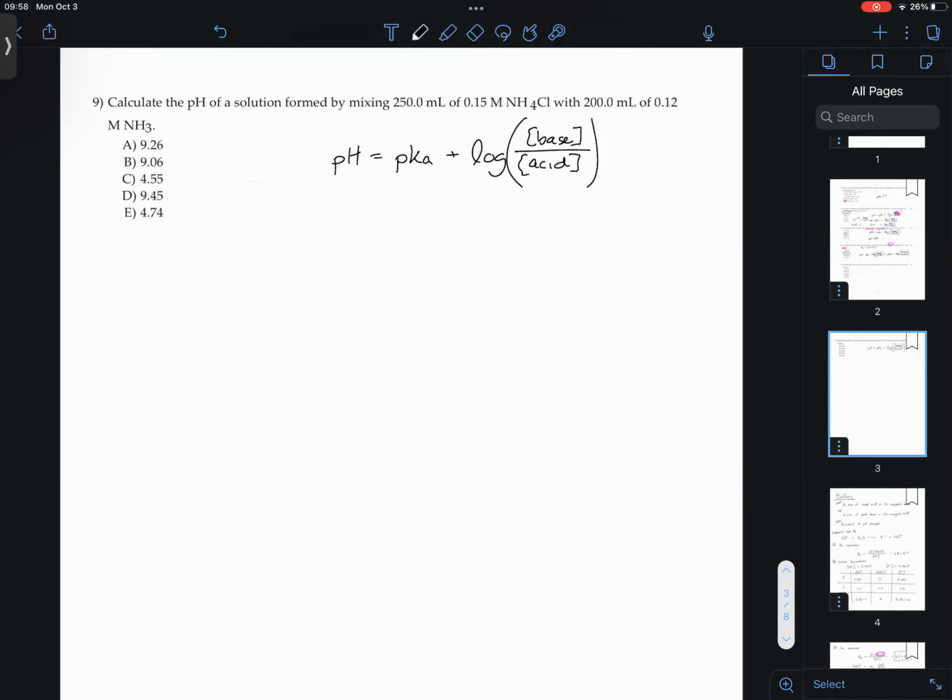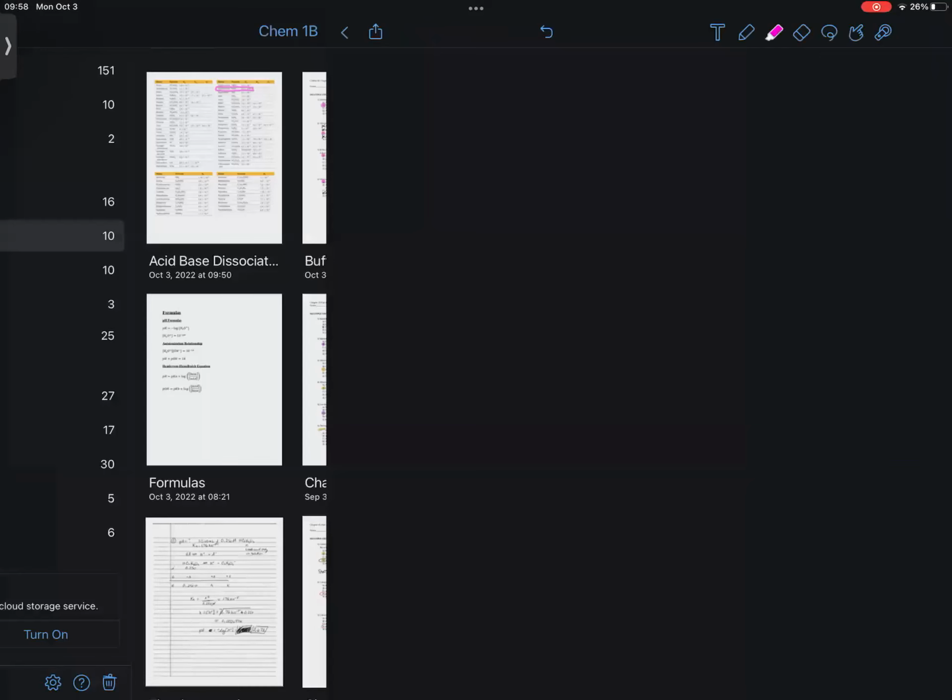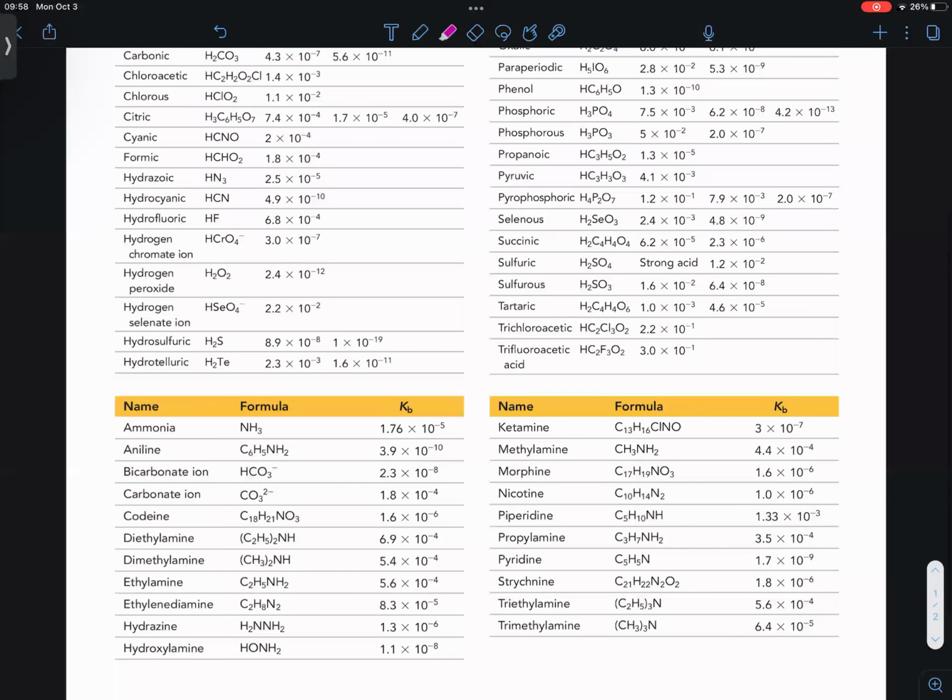Again, I need that equilibrium constant, but here it's not going to be listed for the acid. It's going to be listed for its conjugate, the base ammonia. So when I go to my table here, ammonium chloride isn't what's listed. It's going to be the base ammonia. And that gives me the Kb, 1.76 times 10 to the negative 5. So here my Kb is given.